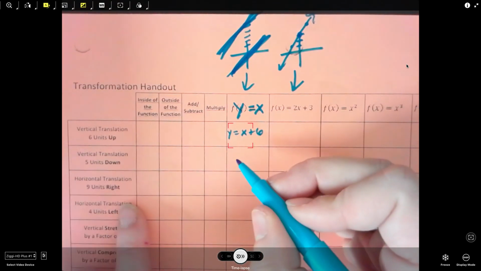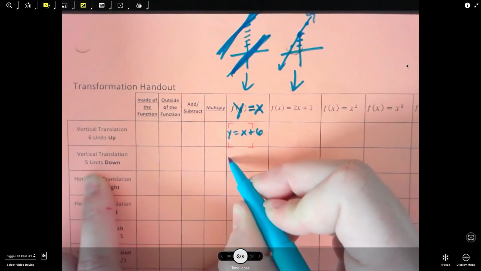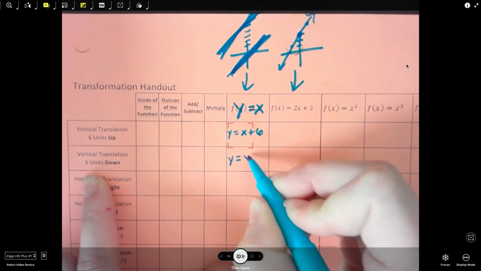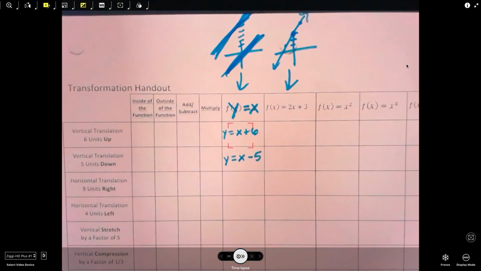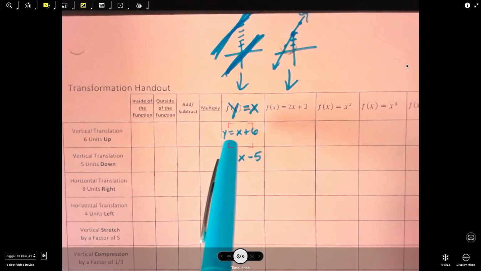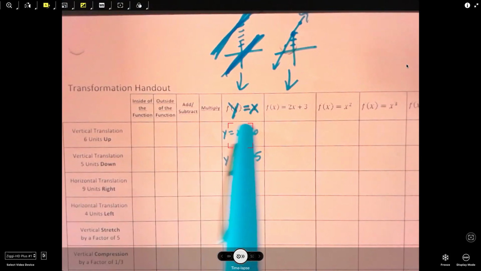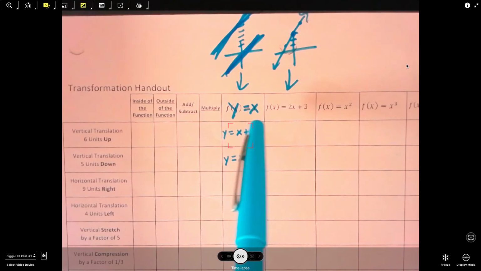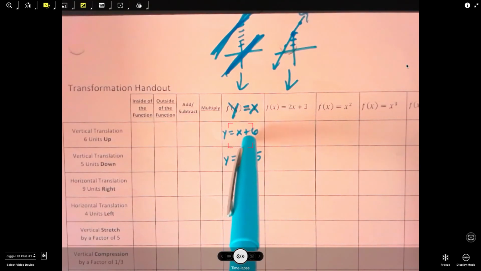Now, what happens when you're going down 5 units? Yep, y equals x minus 5. Down 5 units means minus 5, okay? Now, we're going to do the other column at the same time because when it's just y equals x, it makes it a whole lot easier. But when you're starting with 2x plus 3, it makes it a little bit harder, all right?